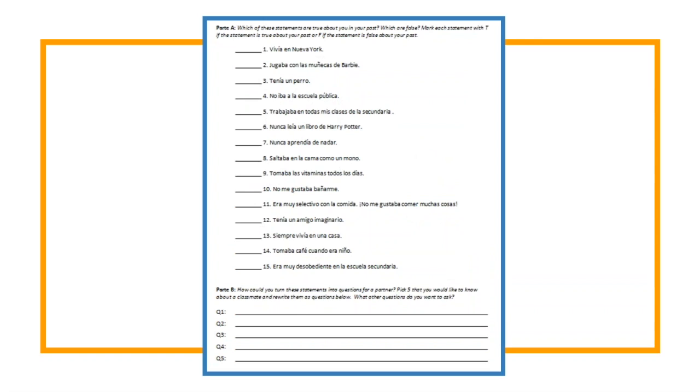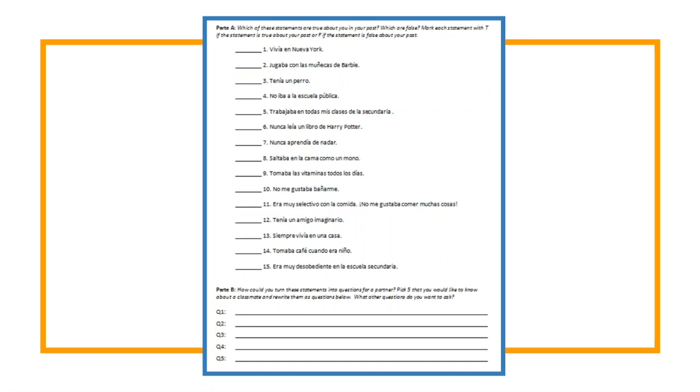So part A, this is just the input, okay? Which of these statements are true about you in your past? Which is false? Mark a T or an F. And this is all about you. We kind of just made up some statements. And if you can read Spanish, I'm not a Spanish speaker, but I figured out some things. These are mostly healthy things, but sometimes just basic things. Like I lived in New York. I used to play with Barbies. I had a dog. I used to not go to public school. I think that's right, very awkwardly stated, okay?